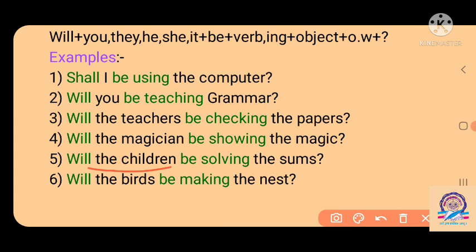Then "the children" is given here as a subject. With the plural subject given here, we have to keep will first, then the subject the children, be we have to keep here, then solve changes into solving the sums, and the question mark, to frame the interrogative sentence here. Then "the birds" is given here as the subject, so we have to keep will first, then the subject the birds, be, then make changes into making, we have to do the ing form of the verb, the nest is the object, and last we have to keep the question mark here.